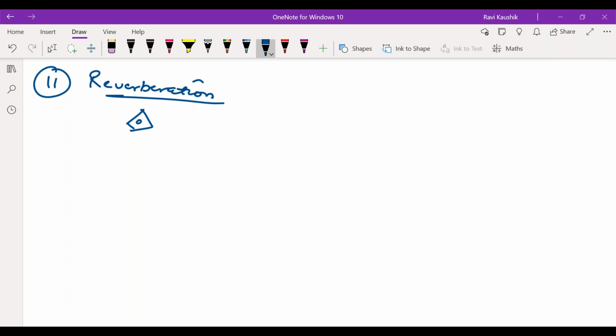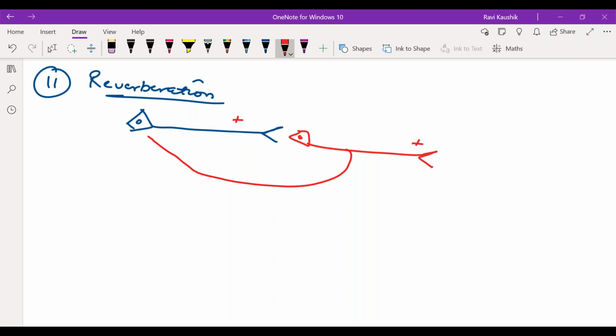Let us say there is one neuron which is giving discharge to another neuron. This is our second neuron, which is giving an action potential, positive one. So there is an action potential generated in the second one. However, this axon can have a branch which ultimately can have the same positive discharge for the first one. So this is A and this is B.